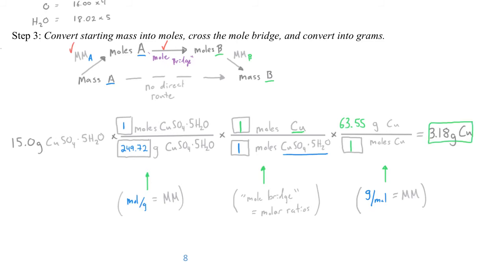So the final value that I have is 3.18 grams of pure copper can be isolated from 15 grams of copper sulfate pentahydrate. Now this is of course assuming a perfect extraction, a perfect refining process where we can get all of the copper out of this 15 grams.